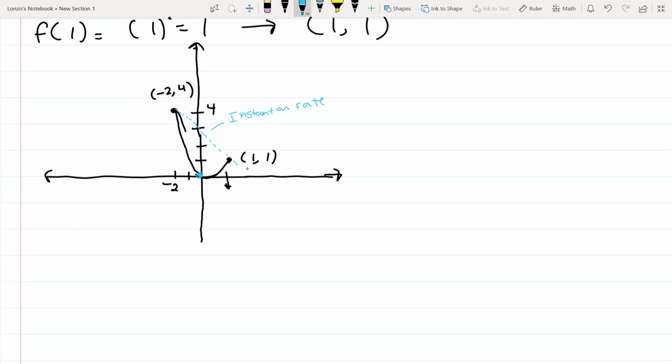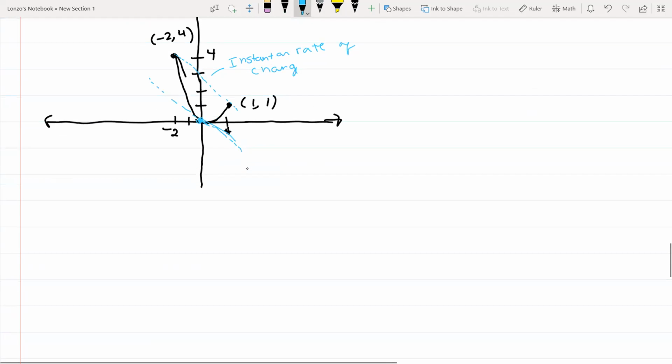This is the instantaneous rate of change. And we're going to find this point that will have the same slope as the instantaneous rate. Okay, that's all. That is pretty much what the mean value theorem is. So let's find that point.